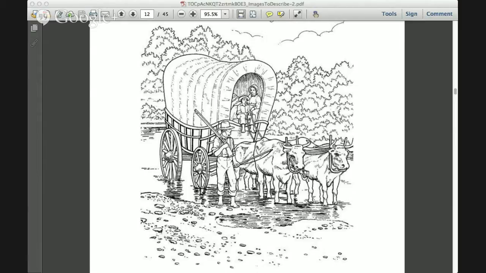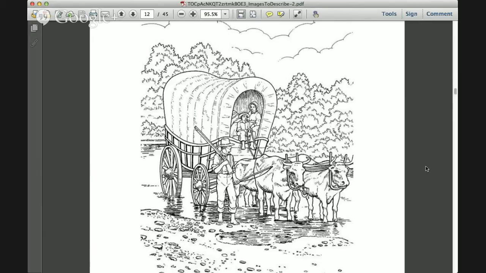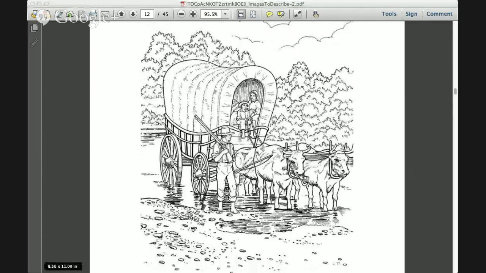Okay, are you ready? Yes, I'm ready. What do you see? I see two cow. Two cow. Do you know what a cow that's a boy, what we call them? With these horns. Does anyone know the name? Bulls. I see two bulls. Okay. Good. What else?